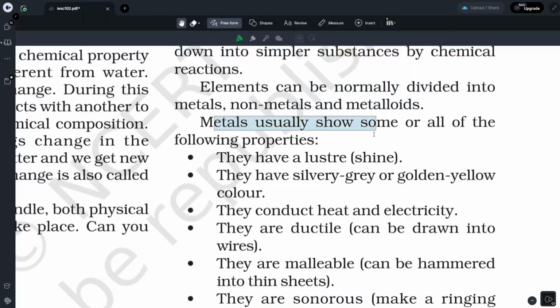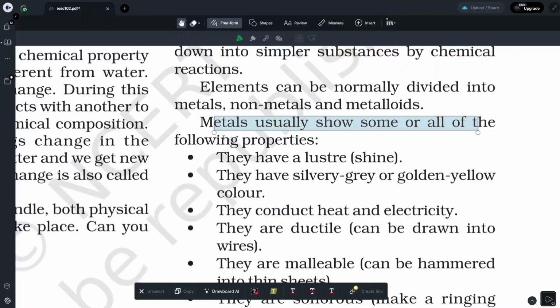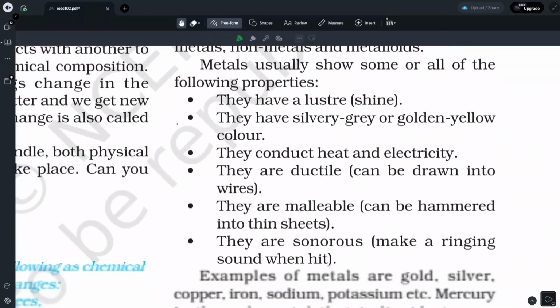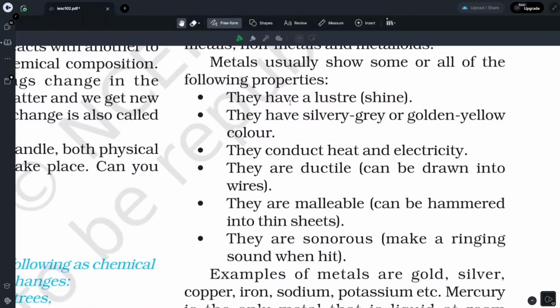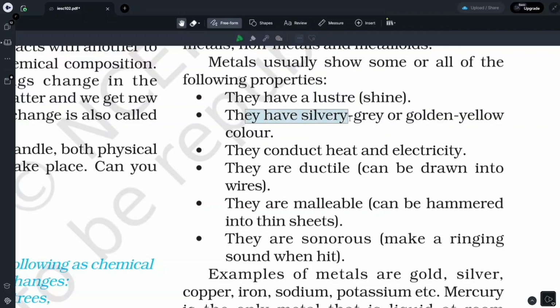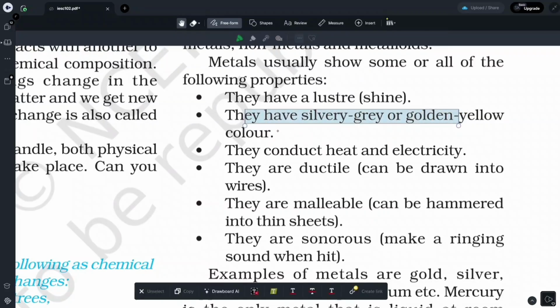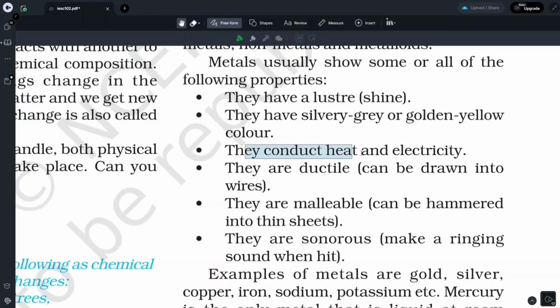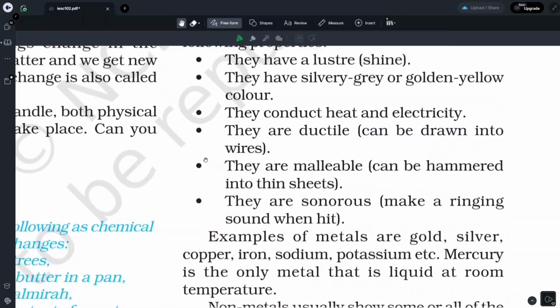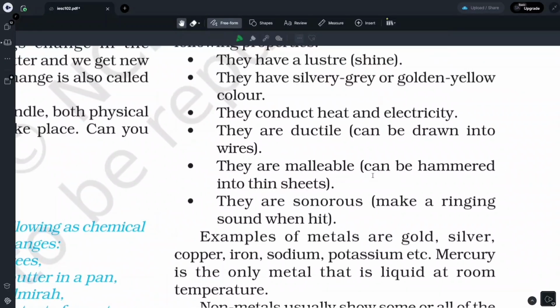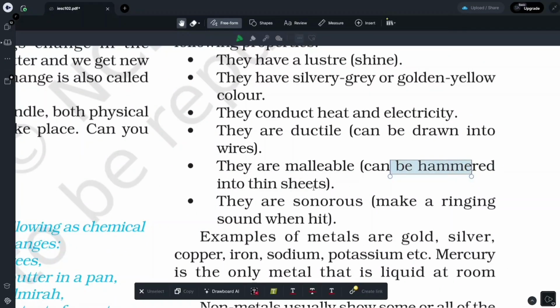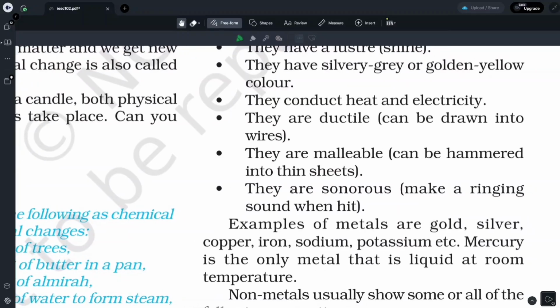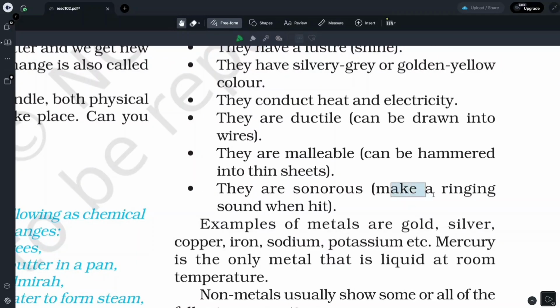Metals usually show some or all of the following properties. They have a luster, or shine. They have a silvery gray or golden yellow color. They conduct heat and electricity. They are ductile, which means they can be drawn into wires. They are malleable, which means they can be hammered into thin sheets. They are sonorous, which means they make a ringing sound when hit.